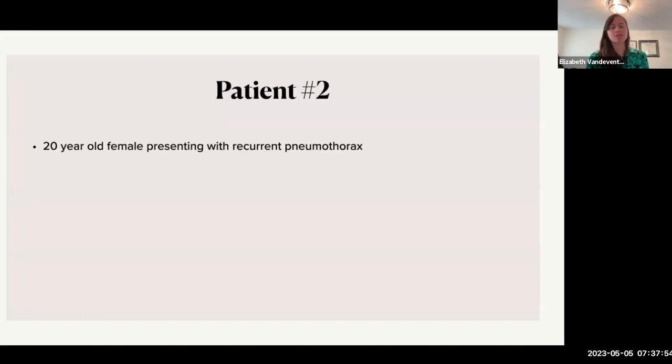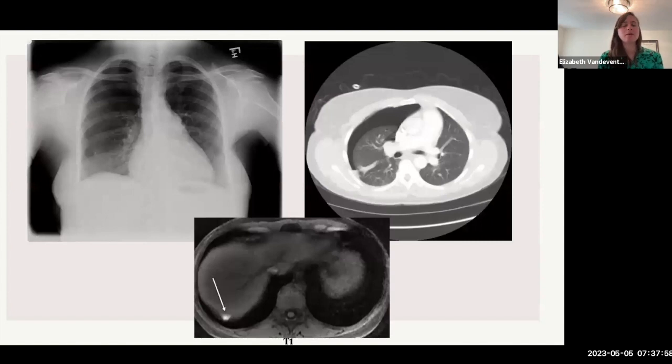Our second patient is a 20-year-old female who keeps coming to the emergency room with a recurrent pneumothorax. So we can see here that she had some imaging done. She has a right pneumothorax. We can see the pleural line right there on chest radiograph.